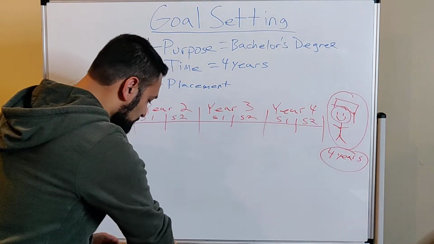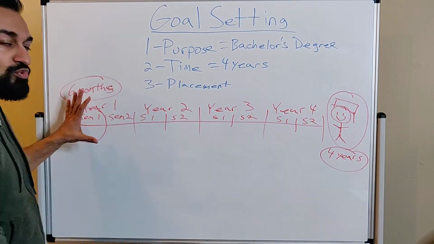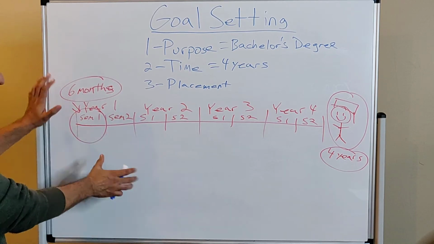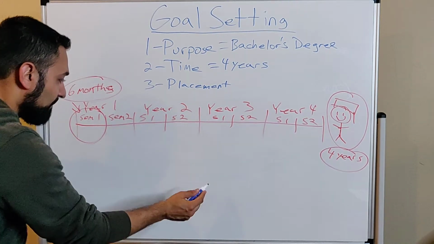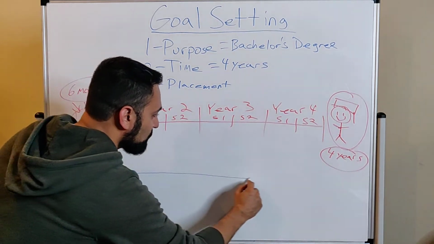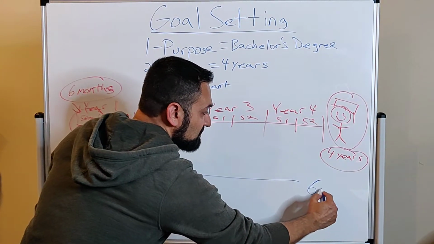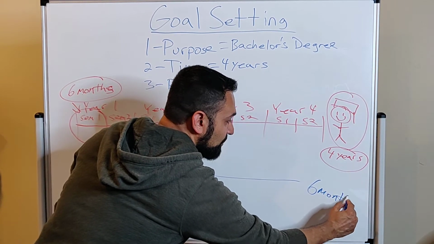Now, let's just say you zoom this up, okay? Let's say you tapped it and you opened it up, okay? Now what we're going to do is we're going to do another timeline, okay? And guess what? This is going to be now 6 months, okay?